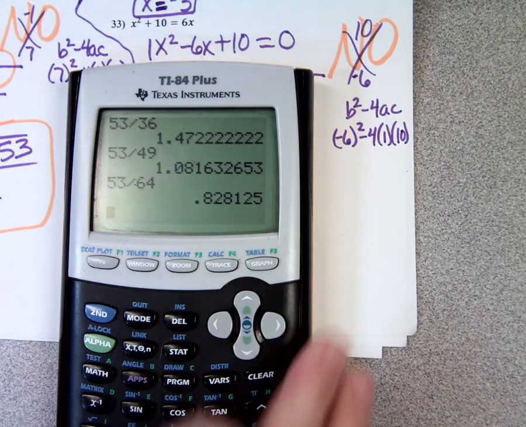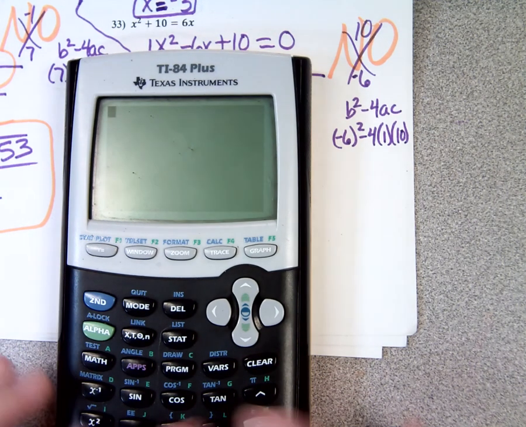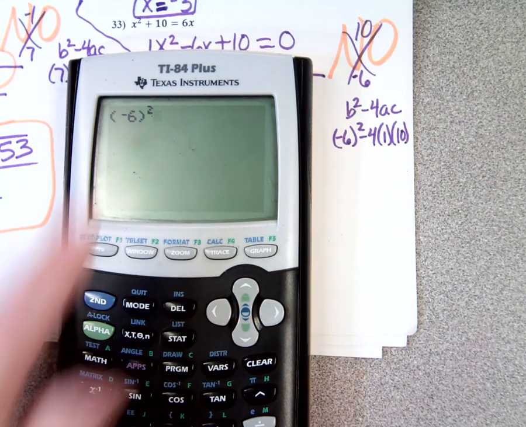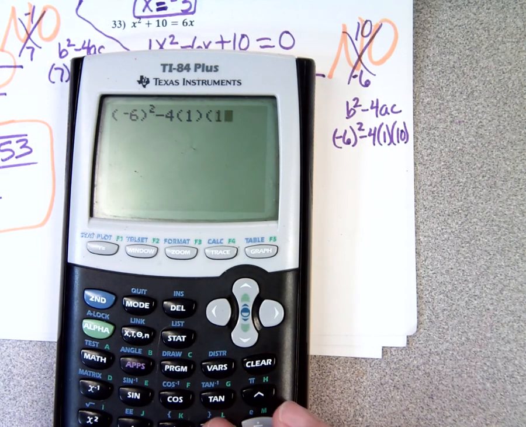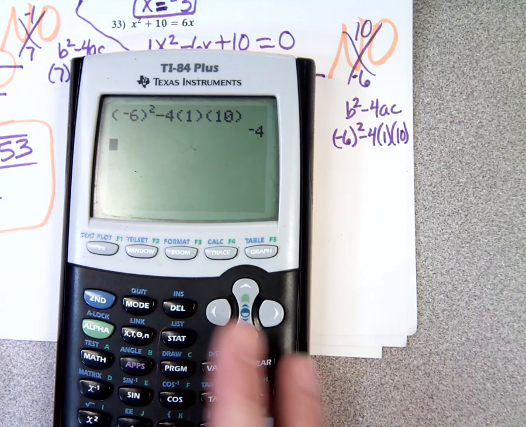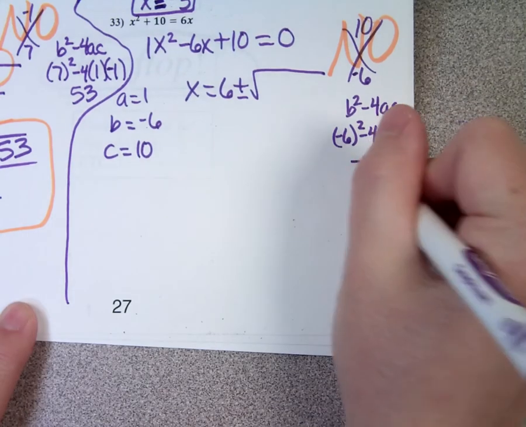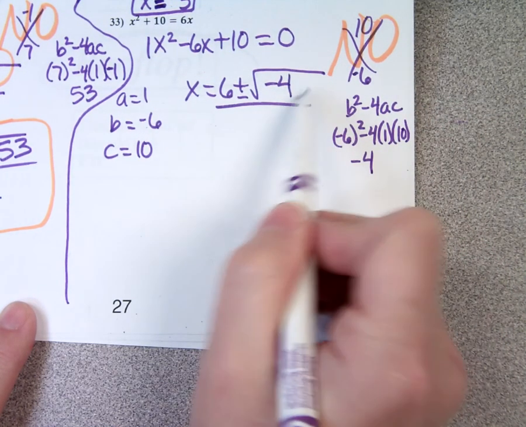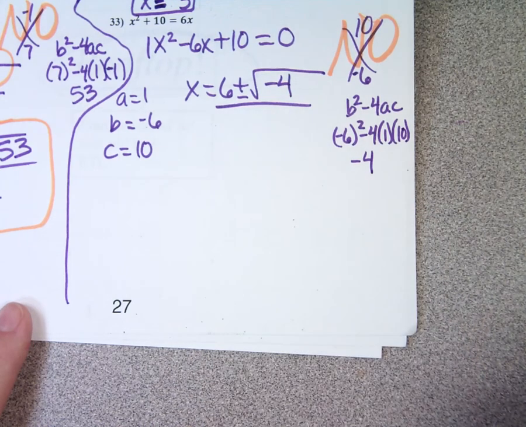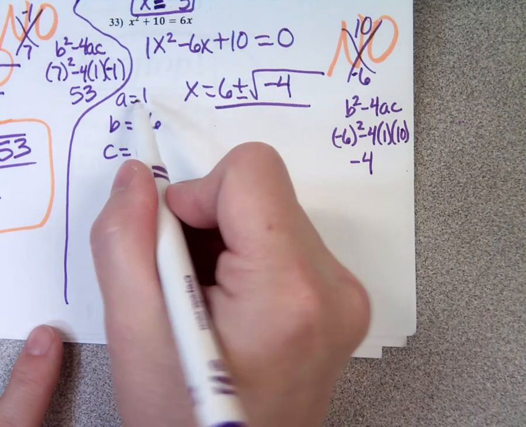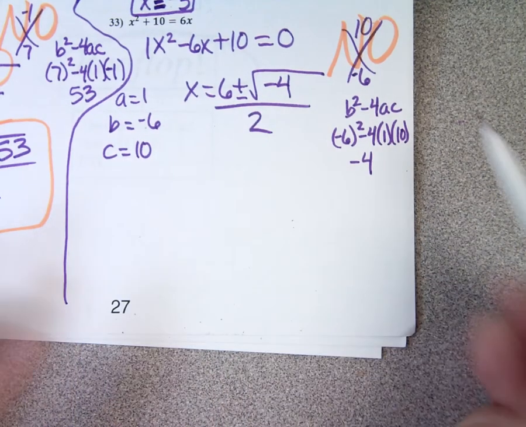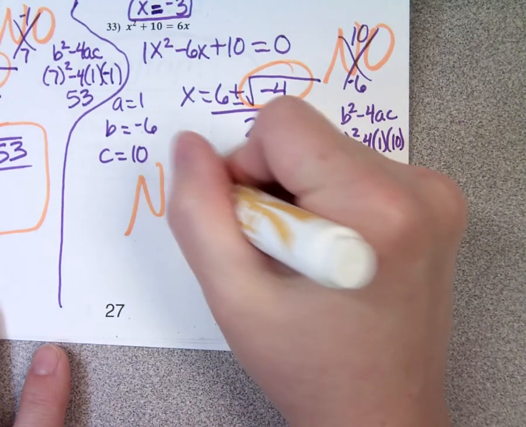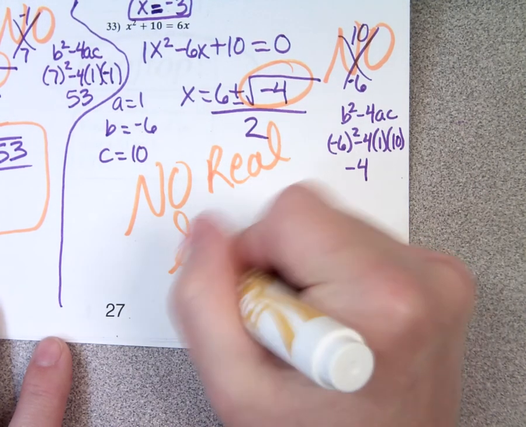And I'm going to type it in the calculator just like I wrote it on my paper. So parentheses, -6, close the parentheses, square it. You got to have those parentheses or you're going to mess it up. Minus 4 times 1 in parentheses times 10 in parentheses. So I get a -4. Remember, if your discriminant is a negative number, there's going to be no real solution because you can't take the square root of a negative until you learn about the imaginary number system. So all over 2a, I can't do this. You can't take the square root of a negative until you learn about the imaginary number system. So there is no real solution.